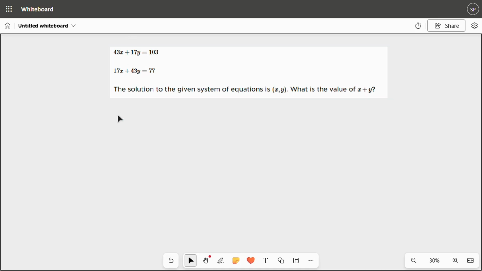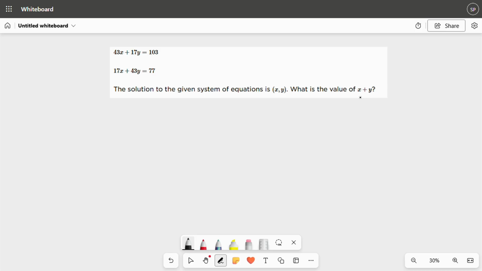Let's look at this SAT practice problem. So 43x plus 17y equals 103, and 17x plus 43y equals 77. The solution to the given system of equations is (x, y), and what is the value of x plus y? So what we're looking for is x plus y, and these are the two equations we have. We can add both of them together and figure out what that is.